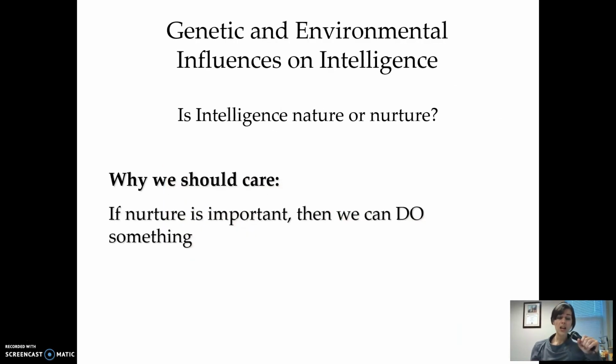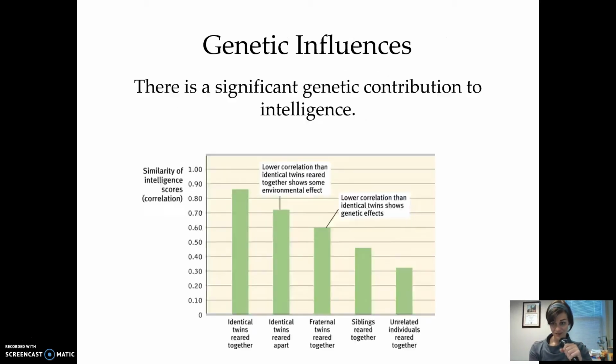Now, let's talk a little bit about genes and environmental influences on intelligence. And this is really important. Is intelligence nature or nurture? Generally speaking, if you hear me talk about this in psychology, 9 times out of 10, the answer is going to be it's a little bit of both. But we should care about this because if nurture plays a role in how intelligence develops, you can actually do something to change it.